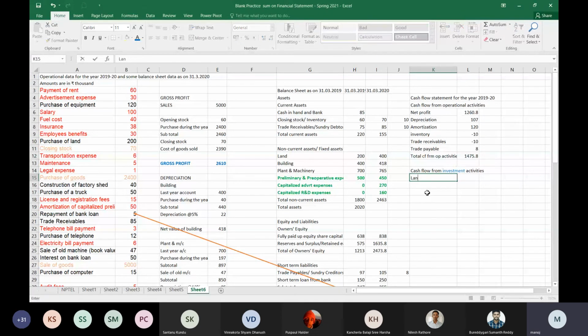One is land. If you sell anything, then cash comes in. If you buy anything, cash goes out. So land, last year it was 200, this year it is 400. So 200 worth of land was purchased. So it is equal to minus whatever you have purchased, because it is cash going out. Land is gone. Building. Let us see whether we have invested any money in building. If we have invested, that should come here as negative cash flow because this money has gone out.